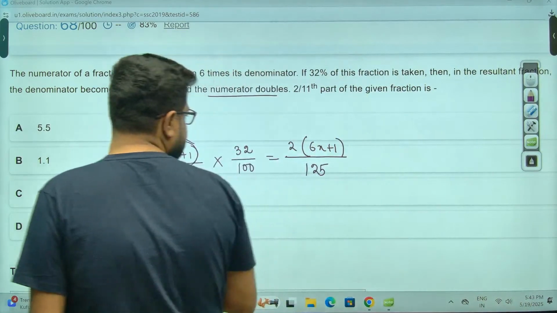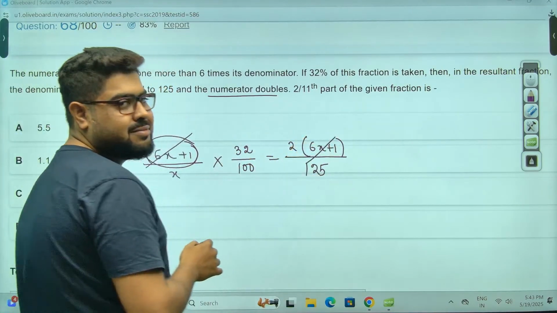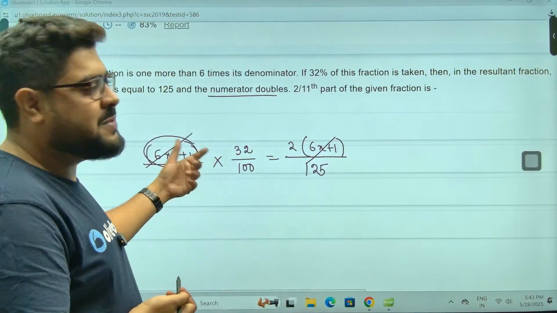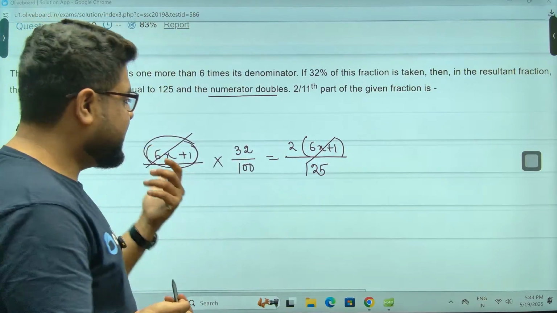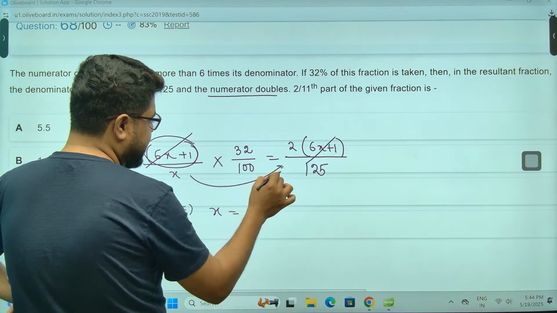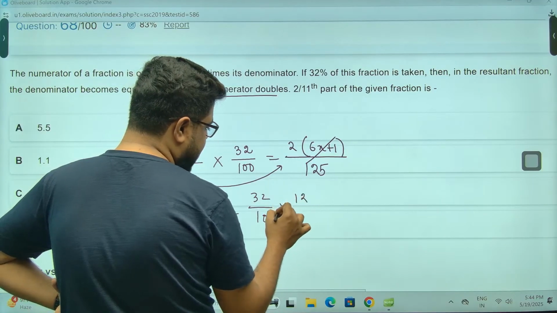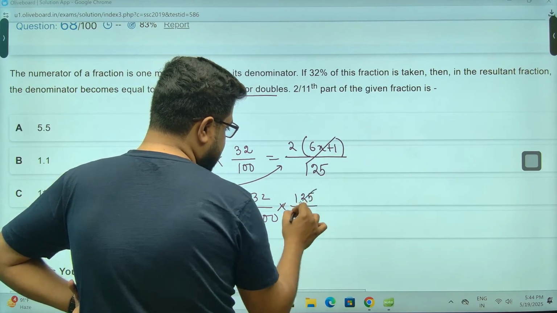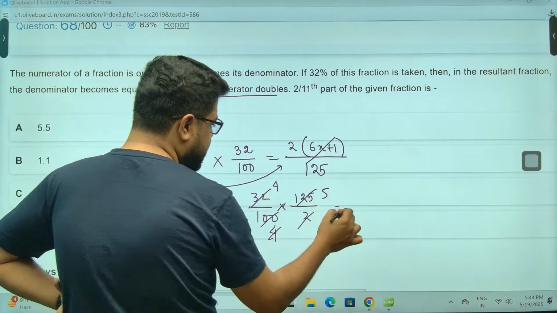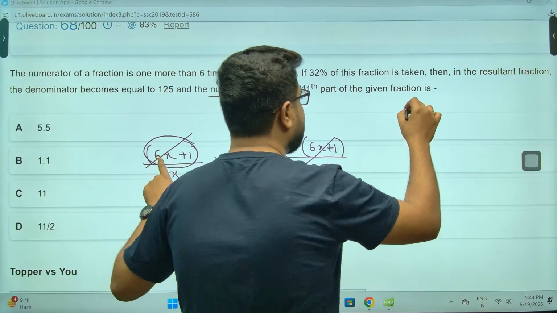First things first, remove this, sir. Why? Because there is no chance this is 0. If 0, then the fraction itself is 0. So x will go that side: 32 by 100, and this will come this side, meaning 125 by 2. So 25 fives are this, 25 fours are this, 4 into 2, 8 fours are this. So x is 20, sir. So the fraction was 6 into 20, 120.